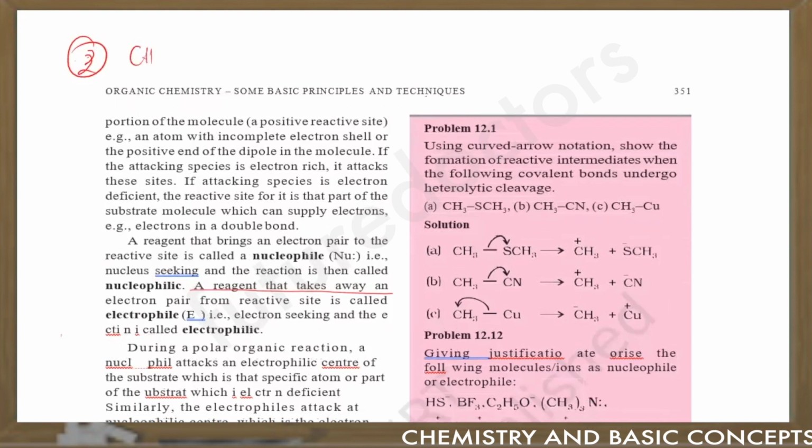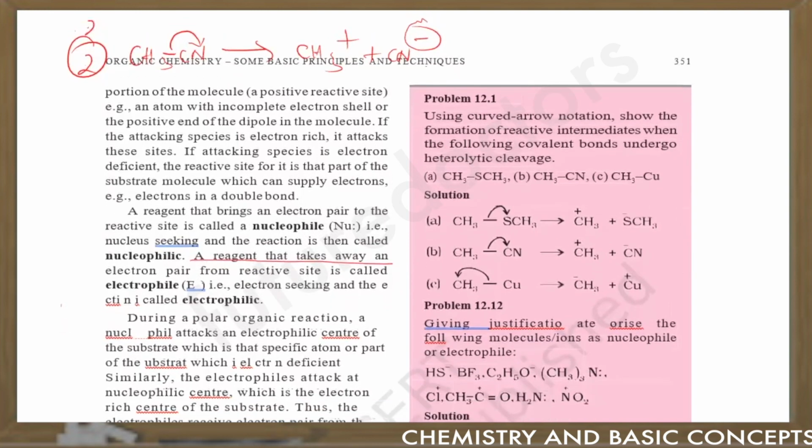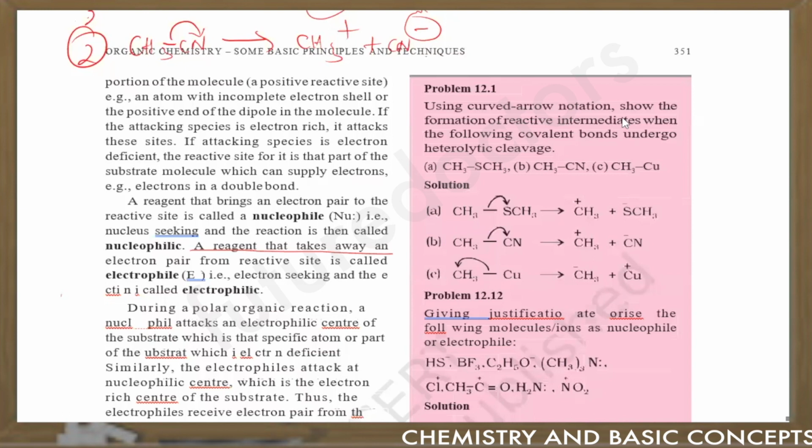What is the second example? CH3CN. I put an arrow like this, and I get CH3 positive plus CN negative. So which is electrophilic and which is nucleophilic? Obviously, this one is nucleophilic and this one is electrophilic. CN has an electron pair, and CH3 positive is the electrophilic one. So this is where it stands.